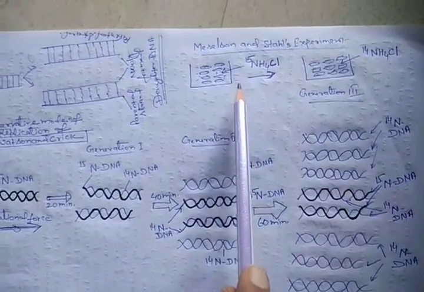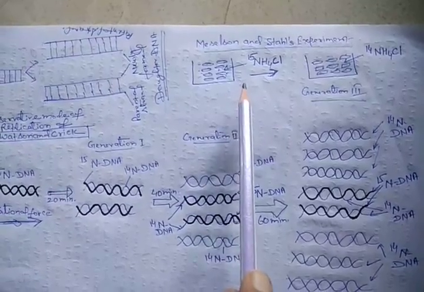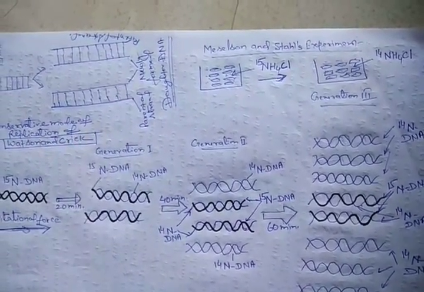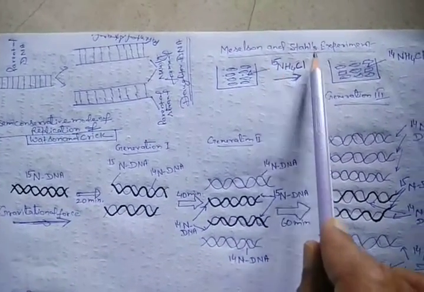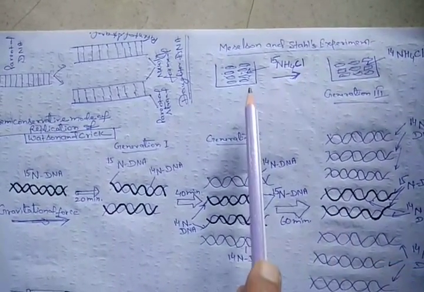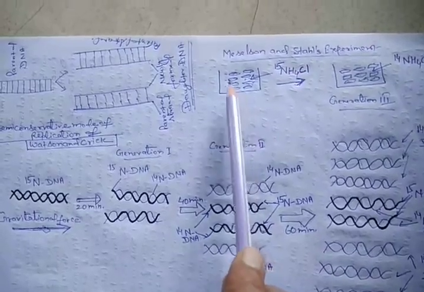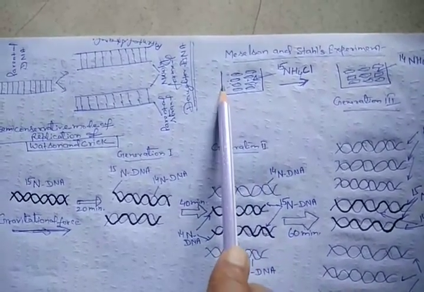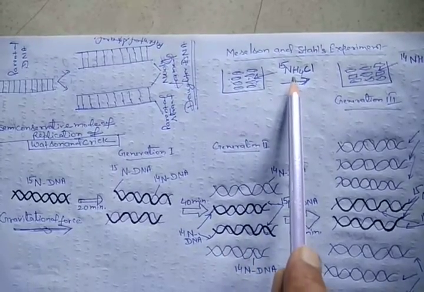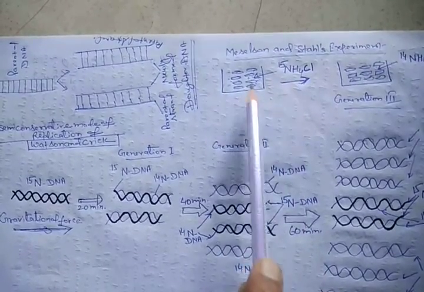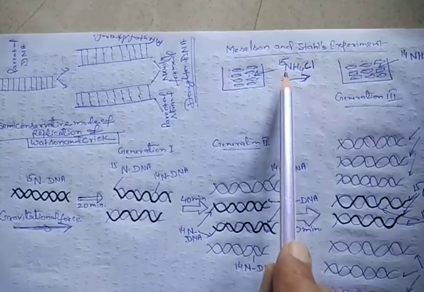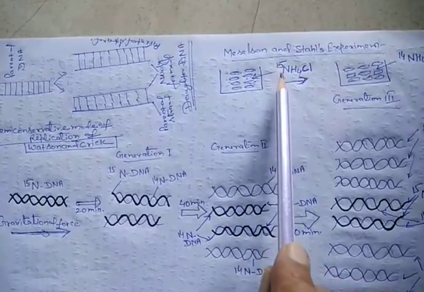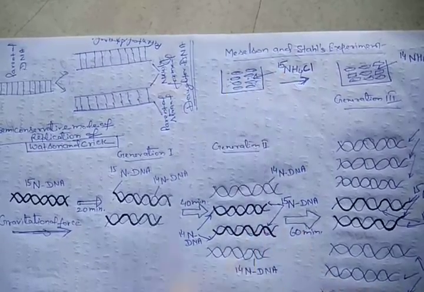Now, to prove this semi-conservative mode of replication, Meselson and Stahl conducted an experiment on E. coli. So now we will discuss the experimental proof of the semi-conservative mode of DNA replication. Meselson and Stahl grew E. coli bacteria on a culture medium, for many generations, containing ammonium chloride with heavy nitrogen, the heavy isotope of nitrogen, that is N15.